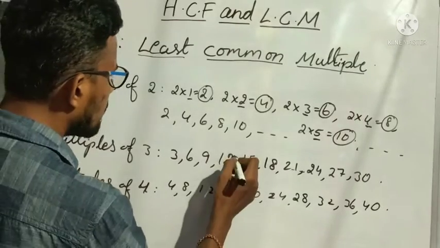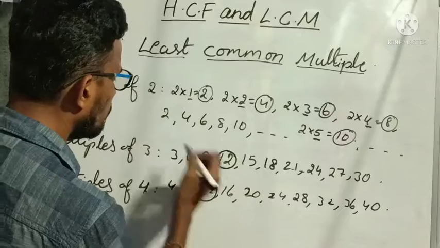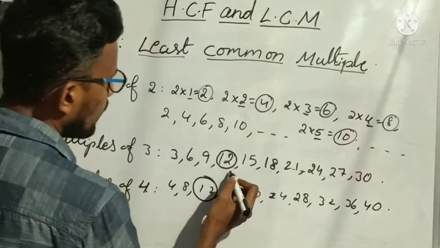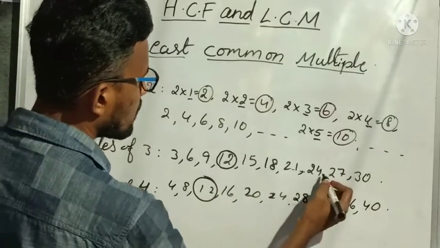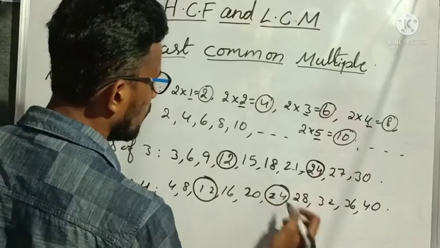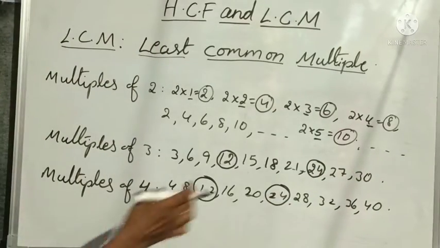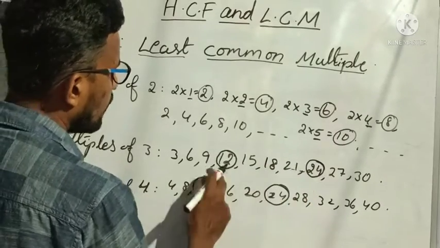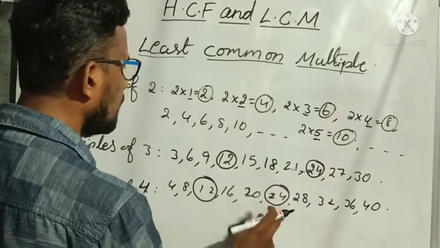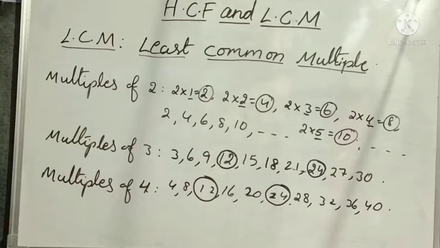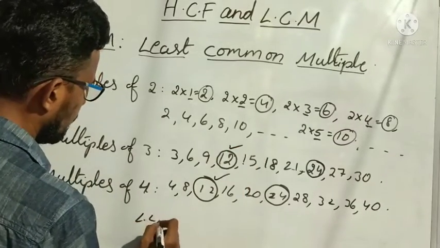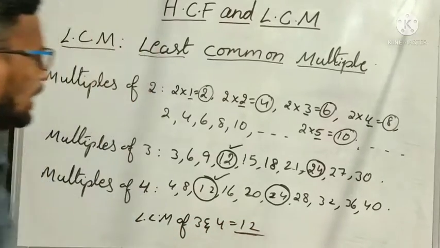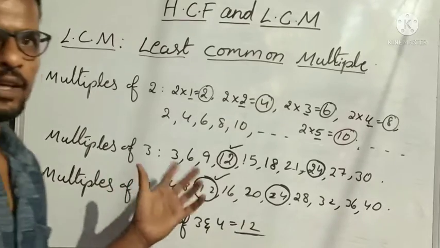So what are the common multiples? 12 is a common multiple. Only 3 and 4 you take, no need for 2. Let us find the LCM of 3 and 4. Up to 10, I have taken the first 10 multiples of 3 and the first 10 multiples of 4. The common multiples I am getting are 12 and 24 in both. Which is the least among these two? 12. Therefore the least common multiple, that is LCM of 3 and 4, is 12. This is the general method of finding LCM.